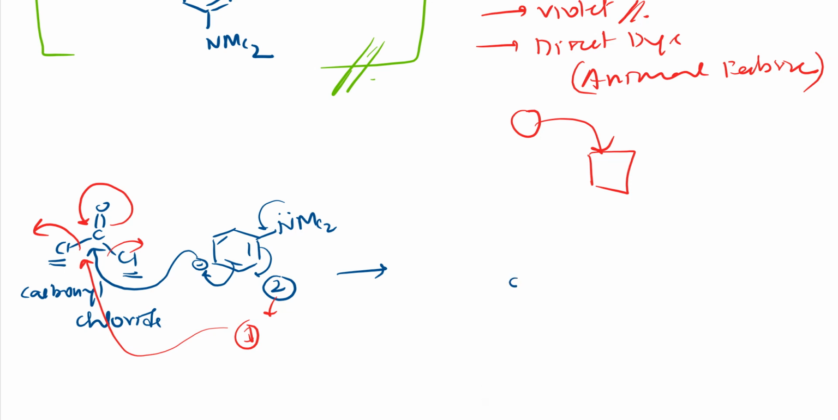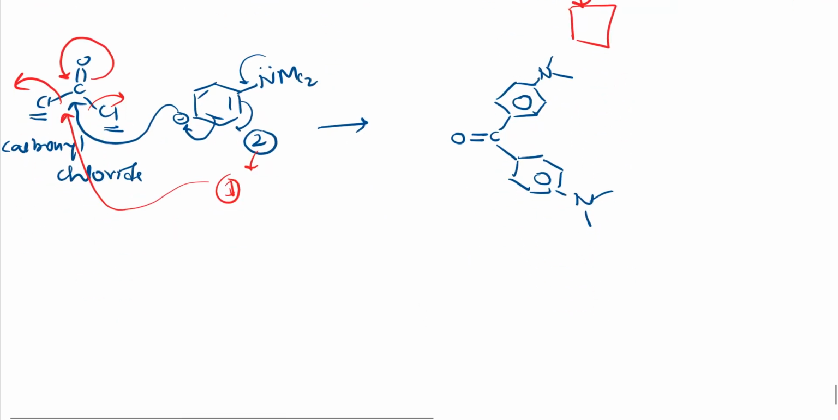See here, C double bond O. Instead of two chlorines, I got N,N-dimethyl aniline here, and here also N,N-dimethyl aniline. Like that I got the structure. Further, to this I will add one more dimethyl aniline in the presence of the same COCl2. So what happens? The same reaction again.